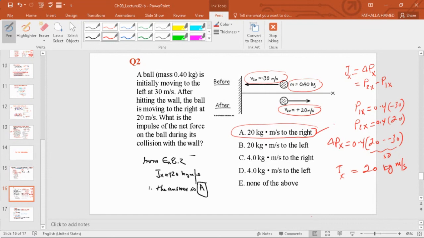Of course, if you know the time the ball spends in contact with the wall, you can figure out the average force exerted by the wall on the ball, because you know that Jx should equal Fx average times delta t. If you know the delta t, then you can figure out your average force. This is just to take you back to what we did in the previous lecture. So in this chapter, any question on this one, you can send me if you have any question.